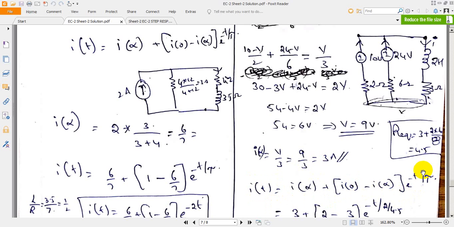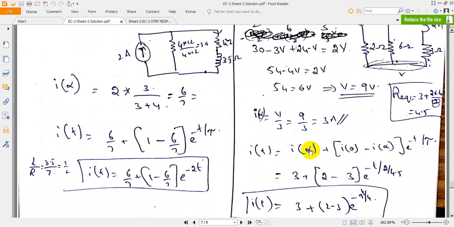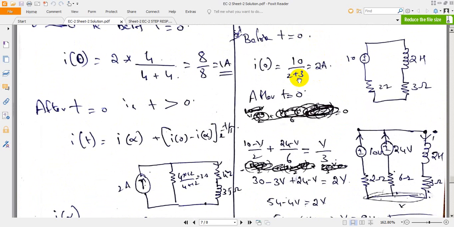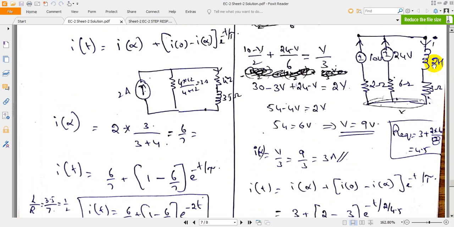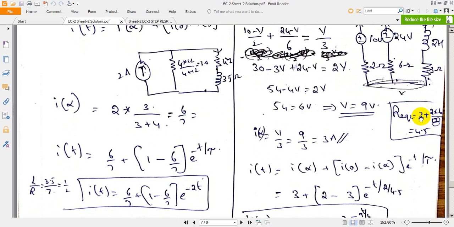In this situation, what are we supposed to do? Substitute the value of I infinity that has been evaluated, and then substitute the value of I naught which has been evaluated here, 2, and you will get the tau value. The tau value will be found across this inductor. You can see 3 is in series with the parallel combination of 2 and 6. That is 3 plus 2 into 6 divided by 2 plus 6.